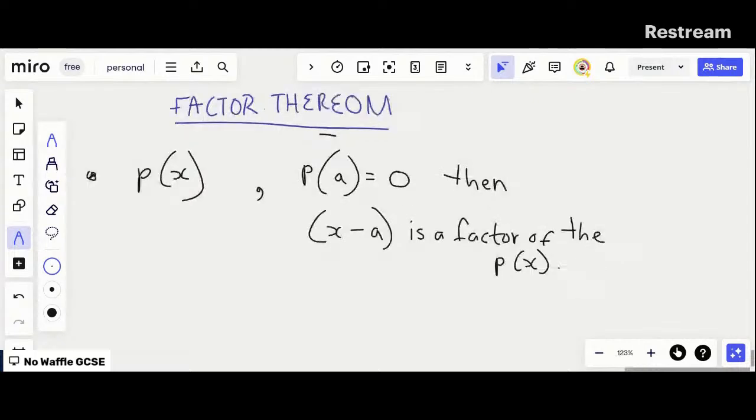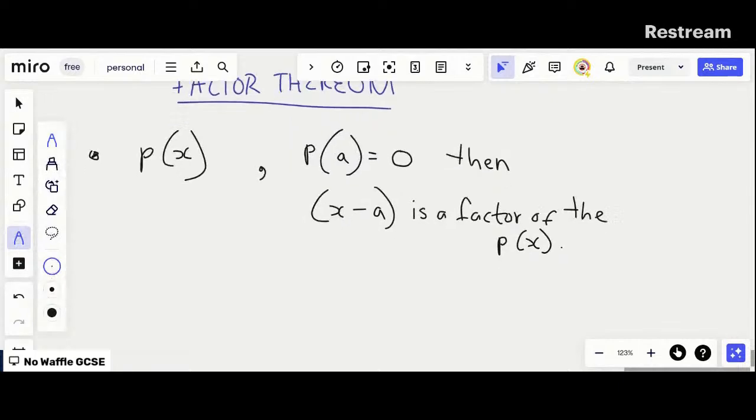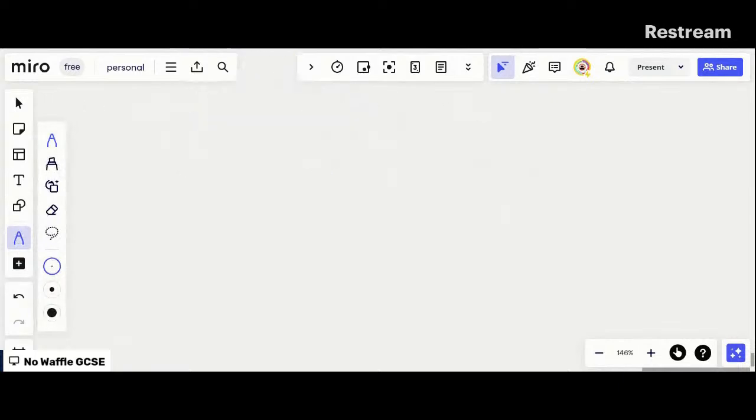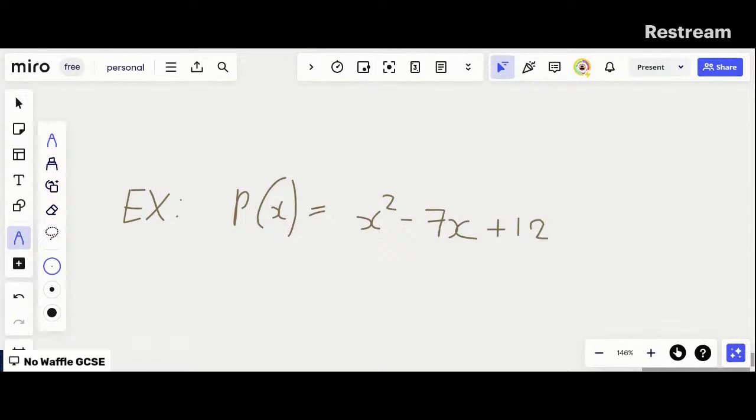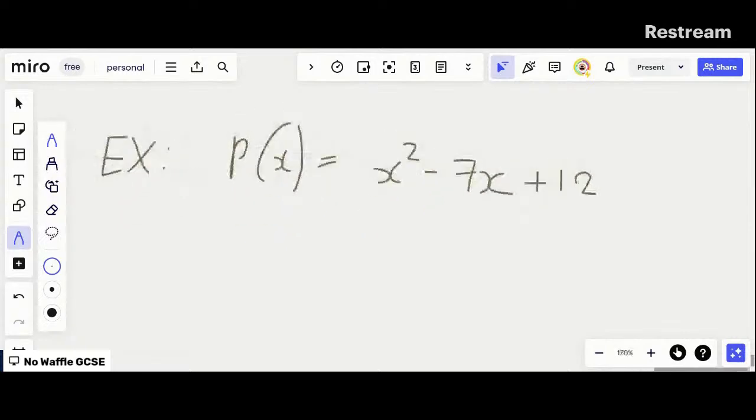An application of factor theorem is when you have cubics and need to sketch cubics on the non-calculator paper, so you can't type it into your calculator, because you can type cubics in if you have that specific calculator. In this case, you're going to use factor theorem. So starting with an example for a quadratic, if you wanted to factorize the polynomial x squared minus 7x plus 12, it's kind of like the guess method.